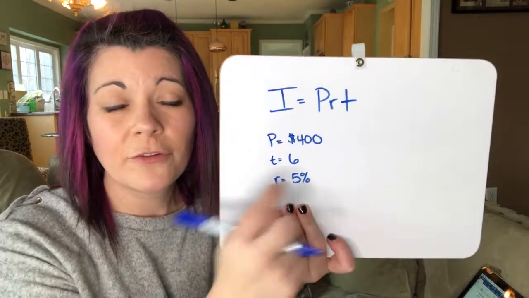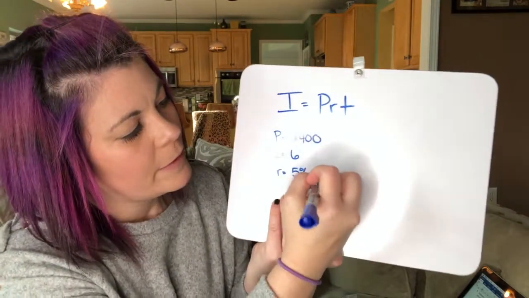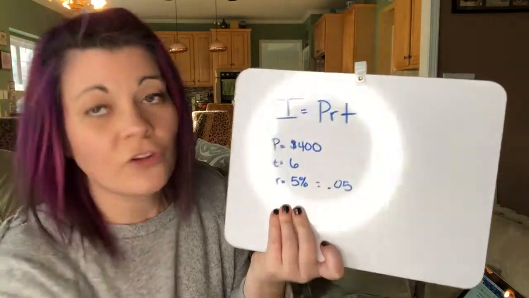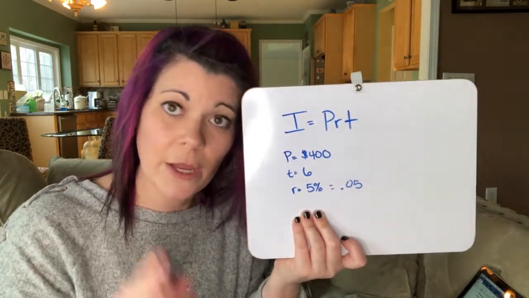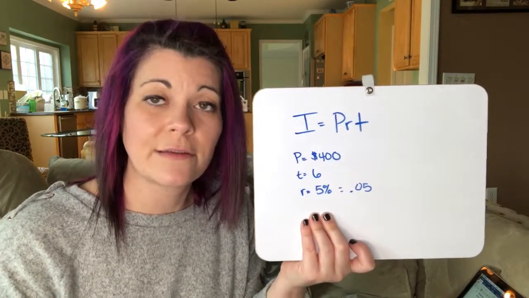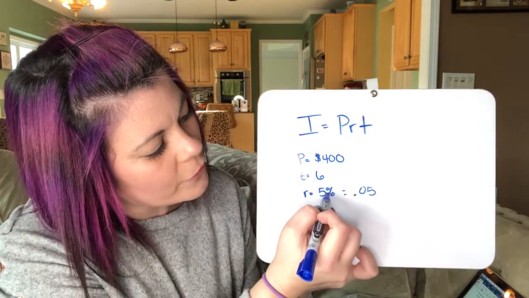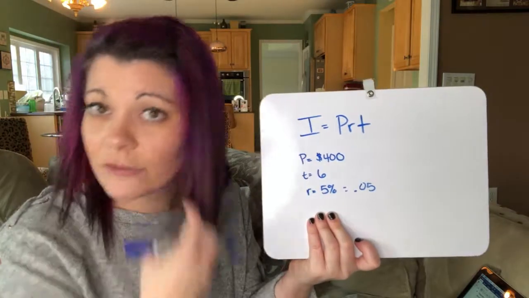Anytime we're dealing with rate though, we want to put it in decimal form. So 5% in decimal form is 0.05. If you don't know how to put percents into decimals, go watch the percents, decimals, and fractions video, and it will teach you how. But you move it over 2 places to the left to put it into a decimal.